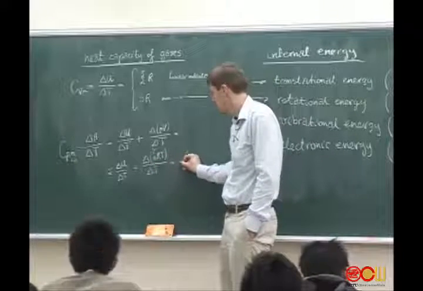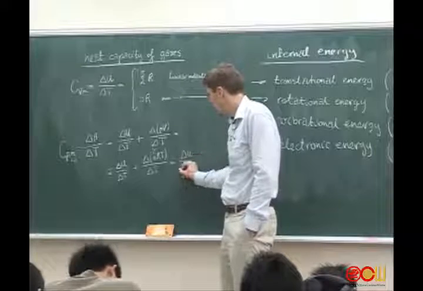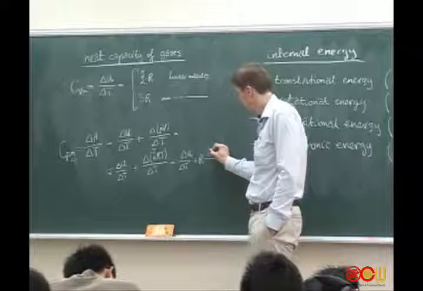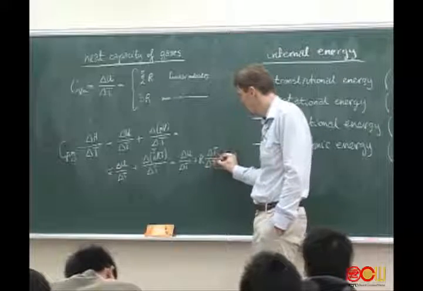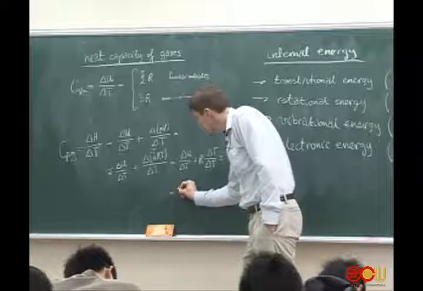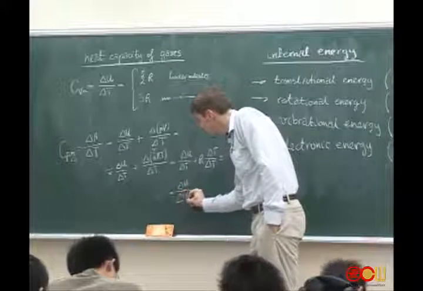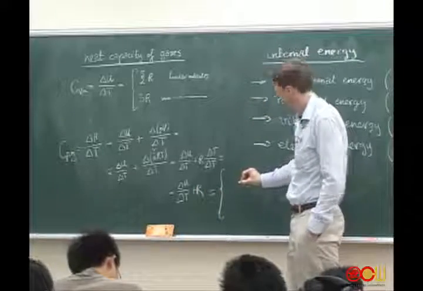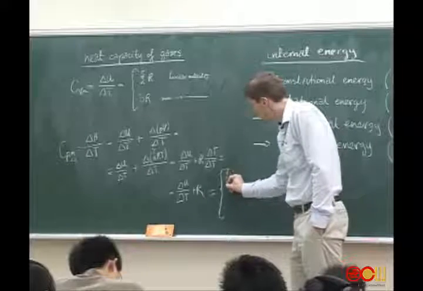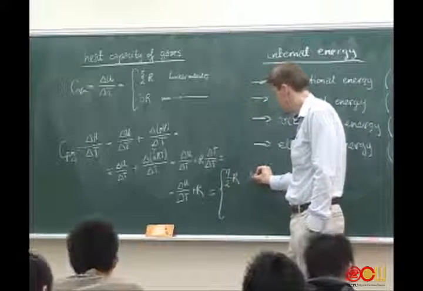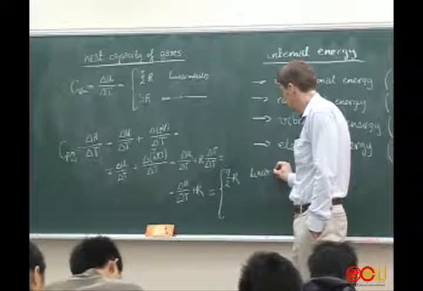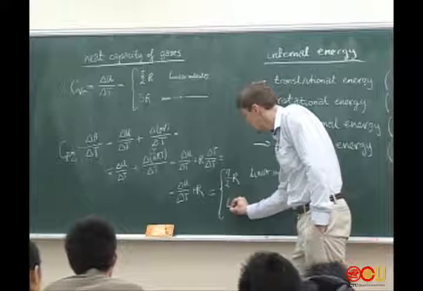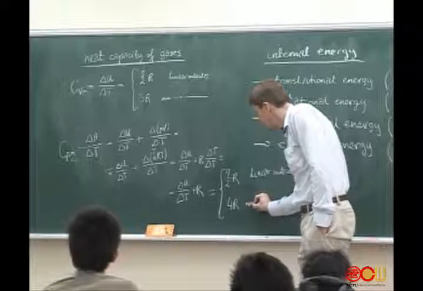And R is a constant. So what I'm getting is delta U over delta T plus R delta T over delta T, which is equal to delta U over delta T plus R, which is of course equal to 7/2 R for the linear molecules and 4R for nonlinear molecules.